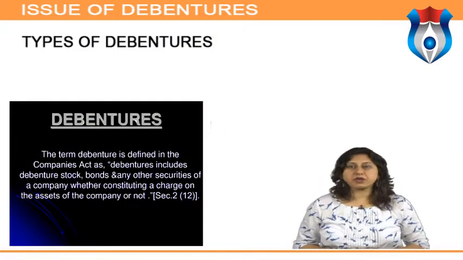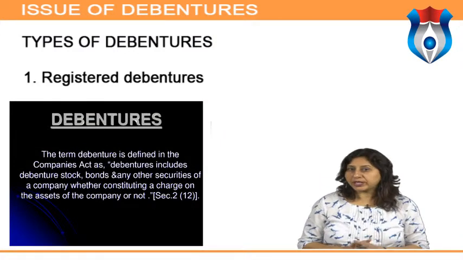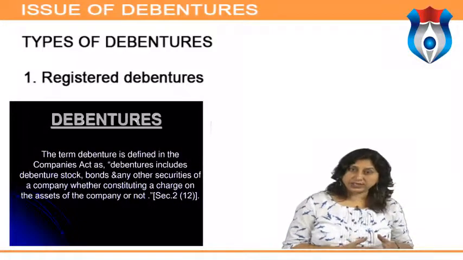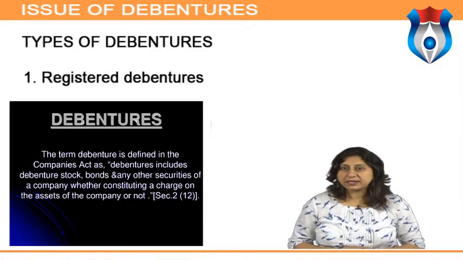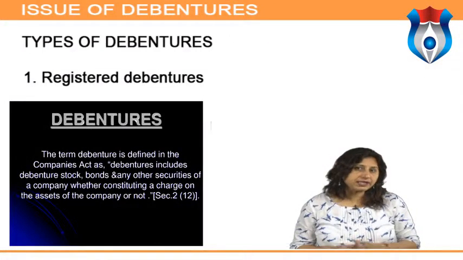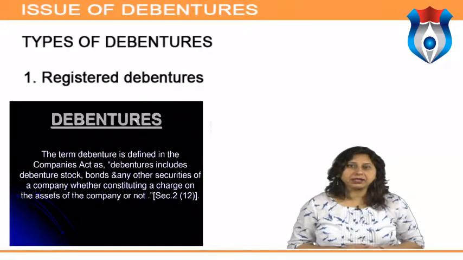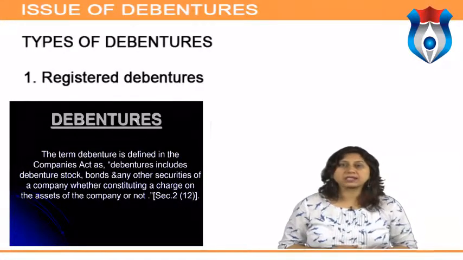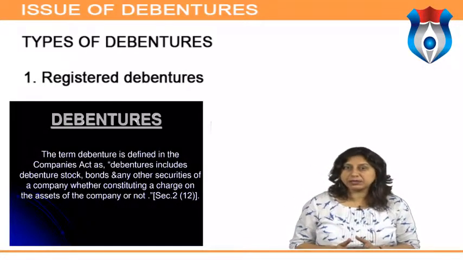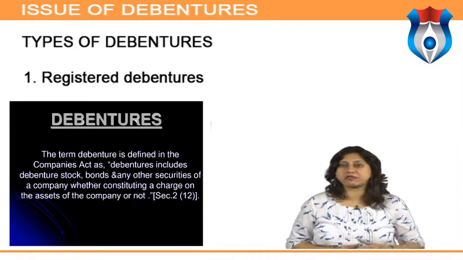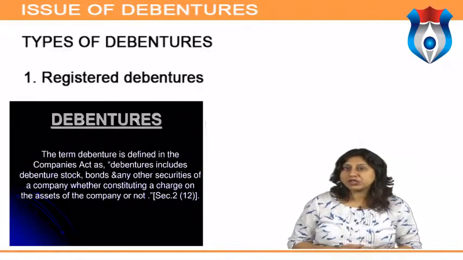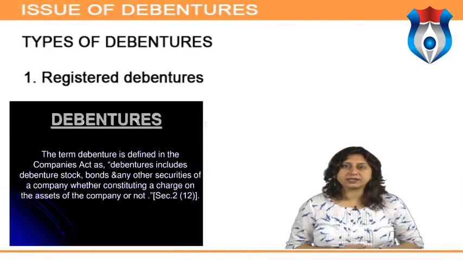There are several types of debentures. They are registered debentures. These are those debentures which are registered in the register of the company. The names, addresses and particulars of holdings of debenture holders are entered in a register kept by the company. Such debentures are treated as non-negotiable instruments, and interest on such debentures is payable only to the registered holders of debentures. Registered debentures are also called debentures payable to registered holders.